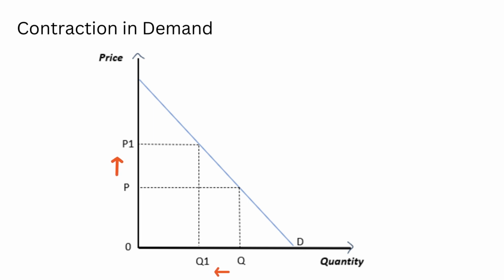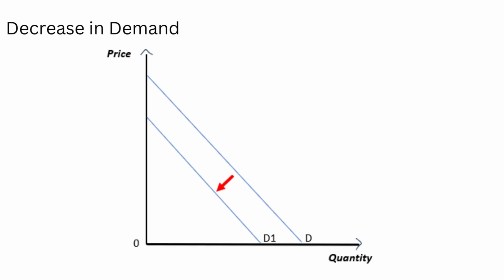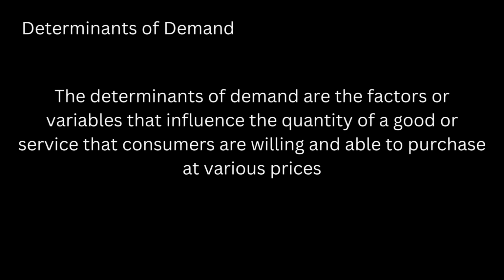However, there are several other factors which will cause the demand curve to shift to left or right. If there is an increase in demand, it will shift the demand curve to right, and a decrease in demand will shift the curve left, as shown in the diagram. The determinants of demand are the factors or variables that influence the quantity of a good or service that consumers are willing and able to purchase at various prices. Some of the determinants apart from price are as follows.